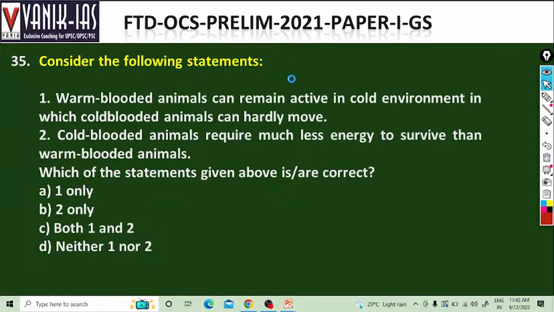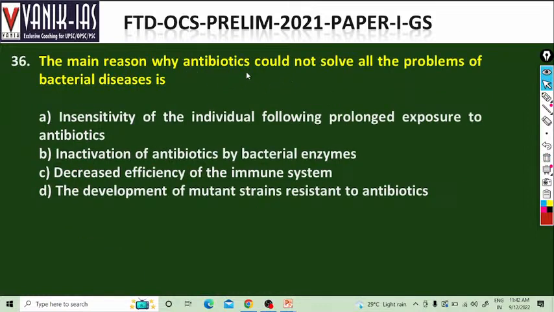Next question. The reason why antibiotics could not solve all the problems of bacterial diseases. The biggest problem of antibiotics is that bacteria develop mutant strains resistant to antibiotics. That is what we call AMR, antimicrobial resistance. It may be antiviral, antibacterial, but antimicrobial resistance is among the top 10 health crises at present.